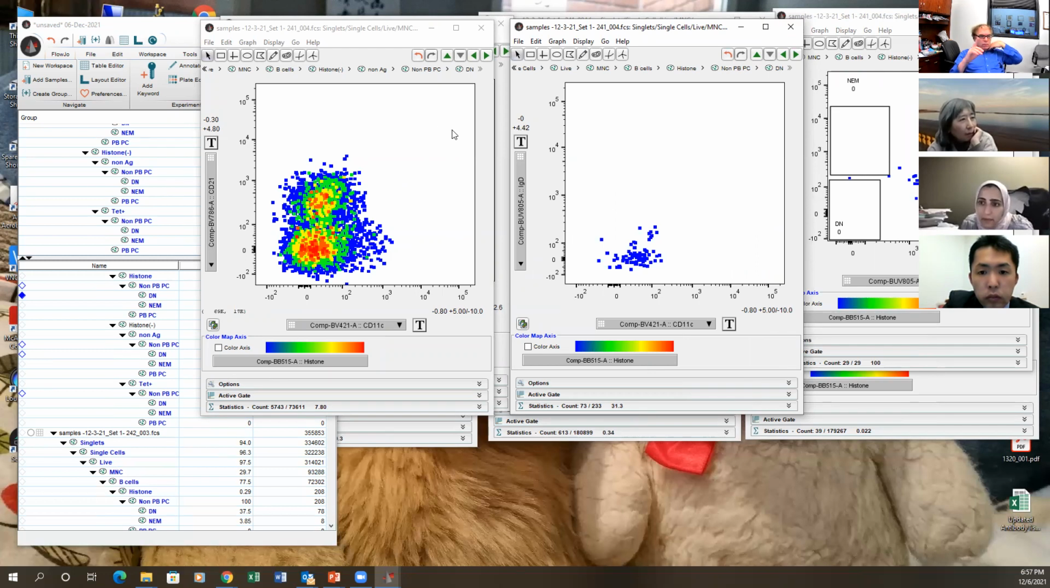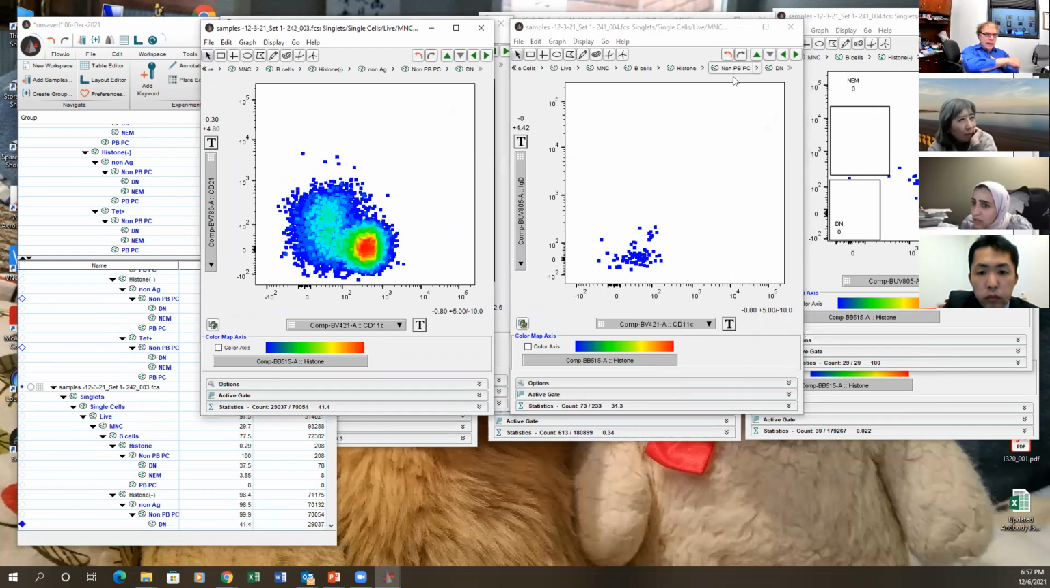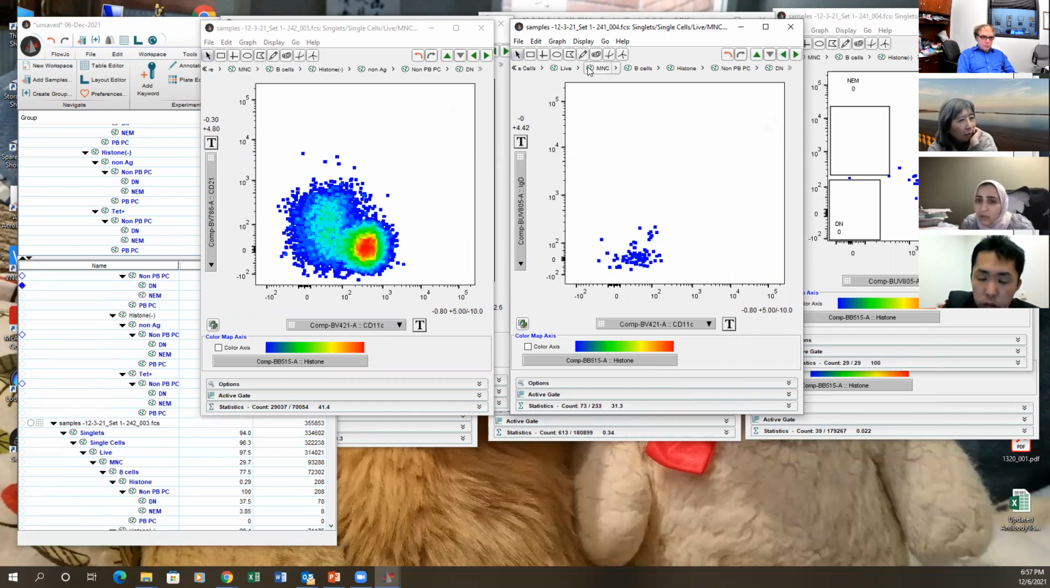And the histone, we're going to keep it 1 to 100. Right. But there is one thing to change. At the beginning, avoid gating on the beads. Yeah, because like last time, Dr. Su showed me to do that first. That's why I did it today.